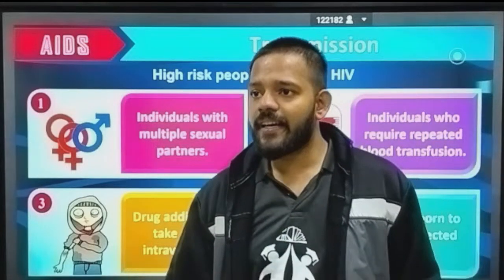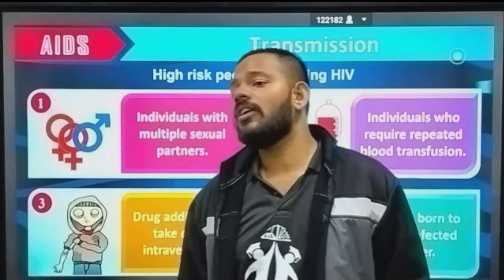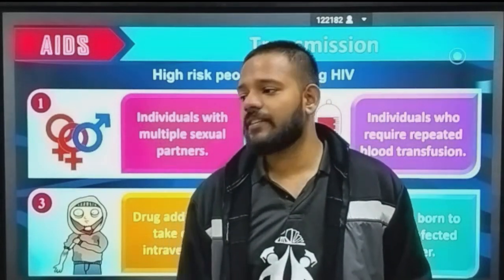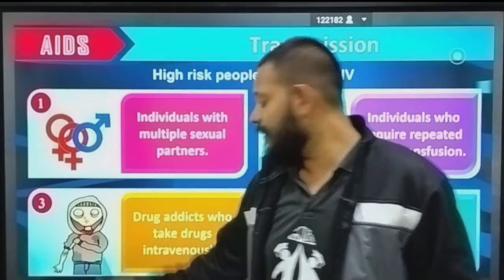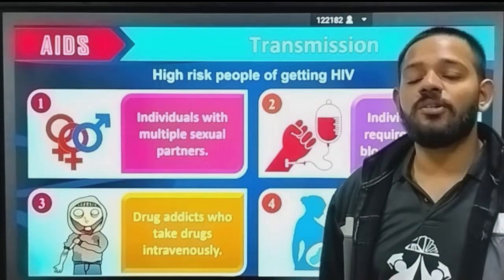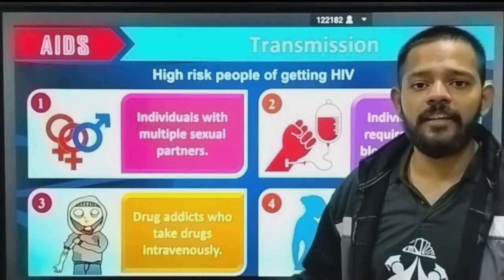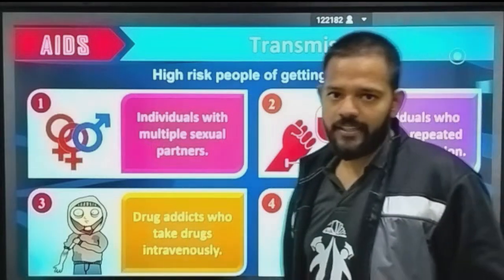Okay, see, drug addicts, they sit anywhere, they will want drugs anytime. They cannot live without drugs, so they will take it from anyone without asking whether you have HIV or not. So automatically these people who take drugs intravenously, because they do not check whether the person who used that injection has HIV or not, also get the disease.